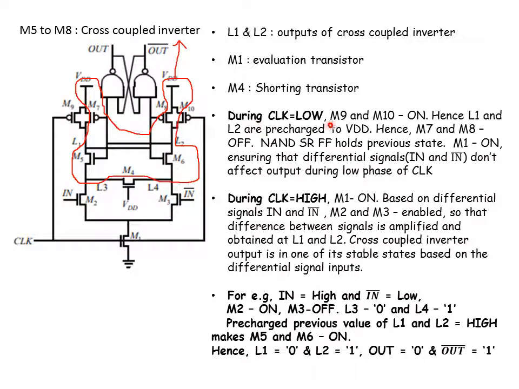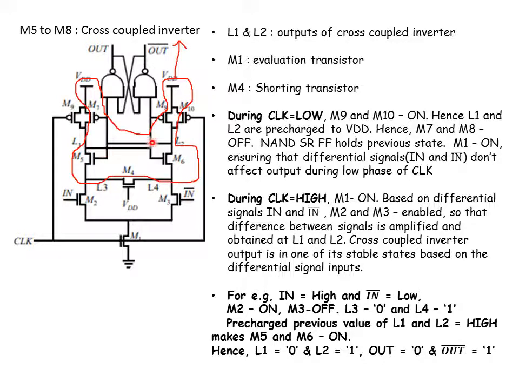When clock is low, M1 is in the off state, thereby disconnecting in and in bar from L1 and L2. At the same time, M10 is in the on state. Hence, node L1 is pulled to VDD. Node L2 is also pulled to VDD. It is not pulled to ground because M1 is in the off state. Hence, when clock is 0, L1 and L2 are pre-charged to VDD.